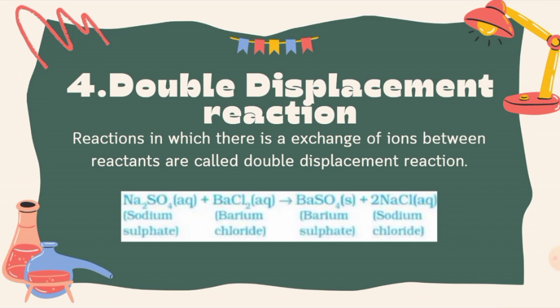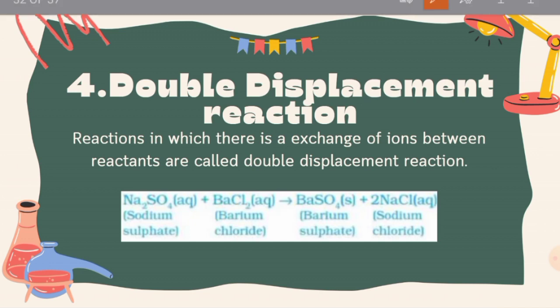Next is the fourth type of chemical reaction, that is double displacement reaction. A reaction in which there is exchange of ions between reactants is called a double displacement reaction. First we'll understand with an example. This is sodium sulfate, this is barium chloride. They give rise to barium sulfate plus sodium chloride. Generally sodium has a positive charge and sulfate, SO4, has a negative charge, minus 2 actually. Barium has a plus 2 charge, and chloride has minus 1.